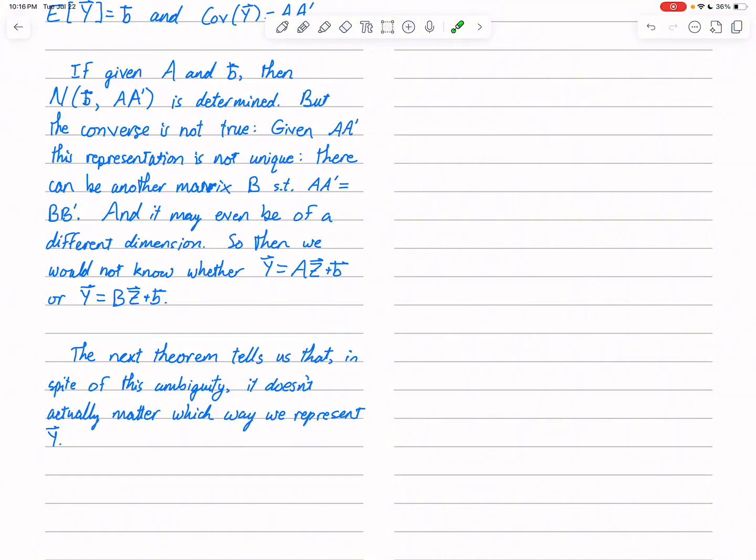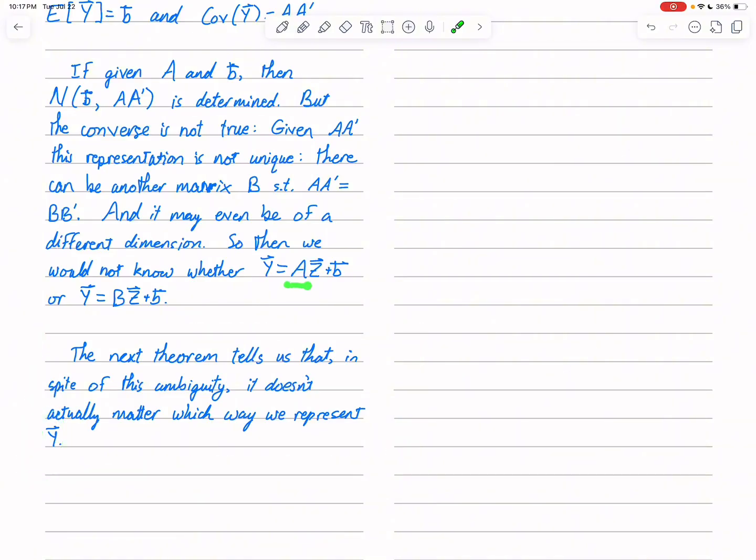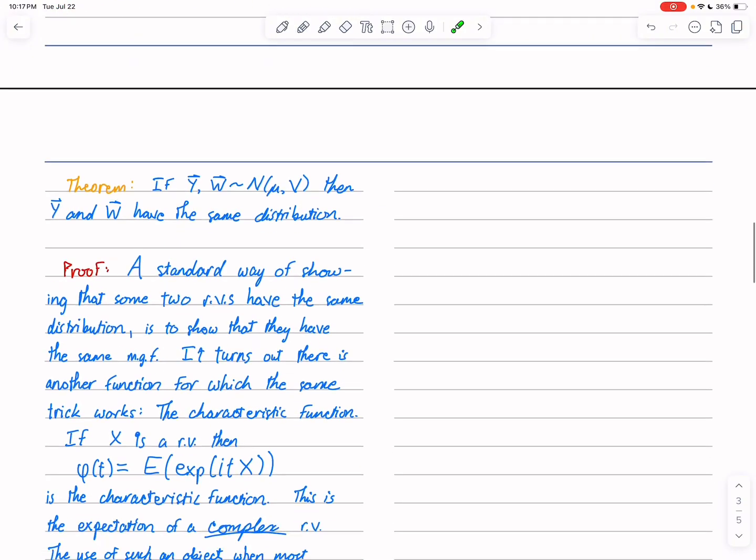No matter what matrix you pick, so long as it comes out to the same matrix that we've been calling V, then the vector y will always be distributed the same way, right? So effectively, what you really care about, which is the distribution of y, is not affected by which matrix we use here. If it's A or B, all that matters is that the product here comes out to the right matrix. So we're going to prove that in this theorem.